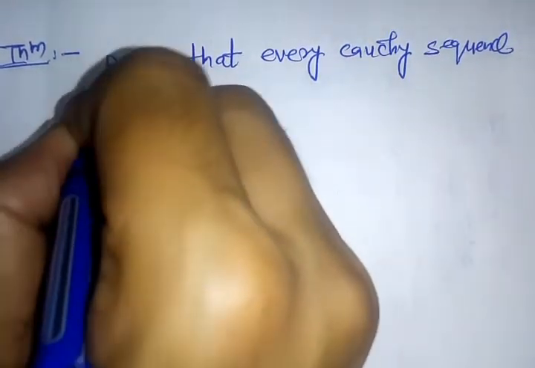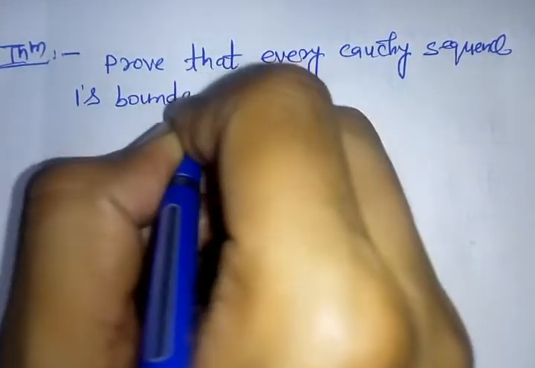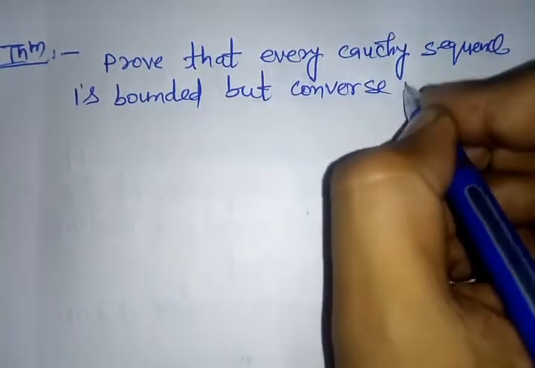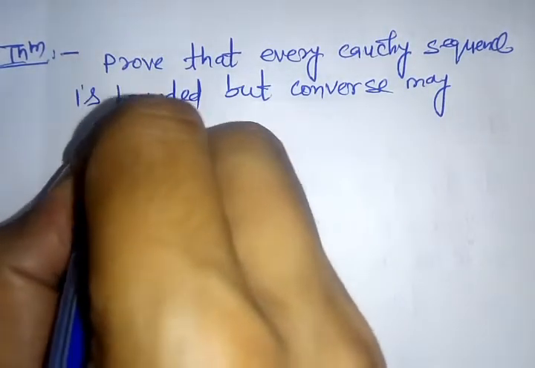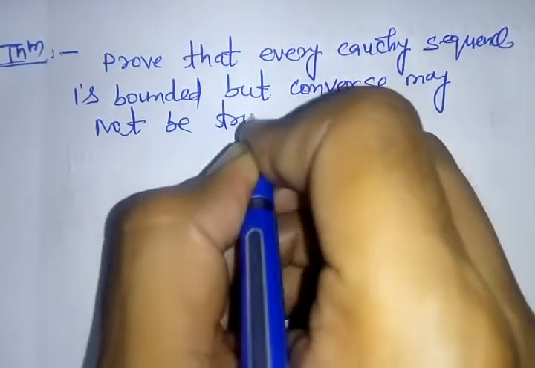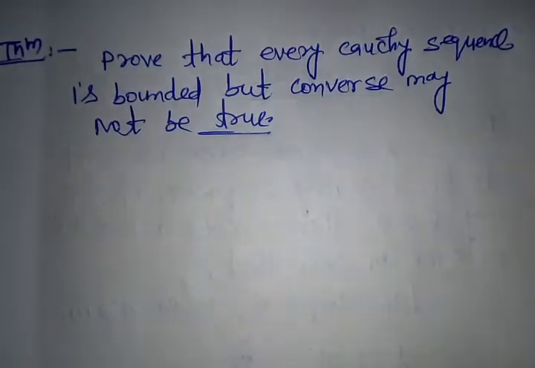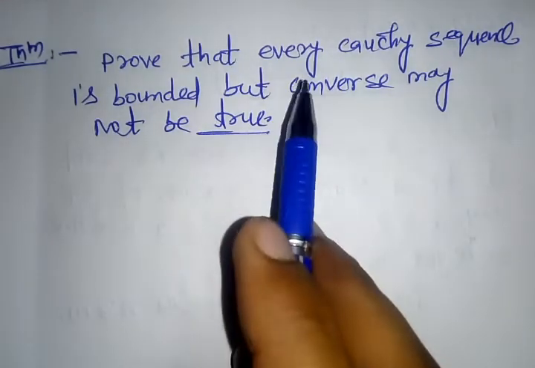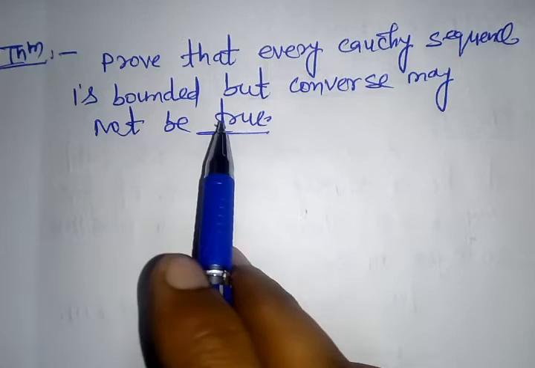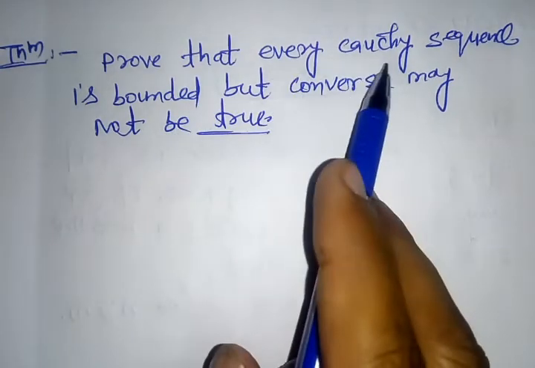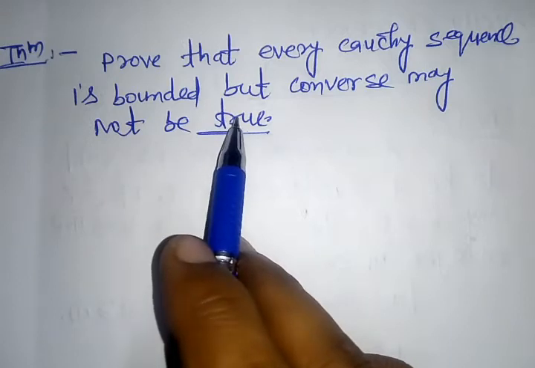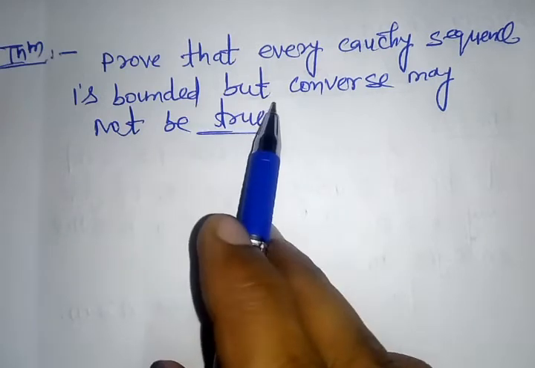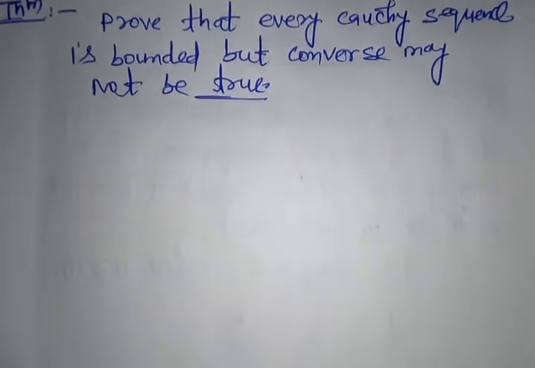Every Cauchy sequence is bounded, but the converse may not be true. In earlier lectures we have proved that every convergent sequence is bounded, but the converse is not true. Here we are going to prove that every Cauchy sequence is bounded. Also we will give an example to prove that the converse of this theorem is not true.